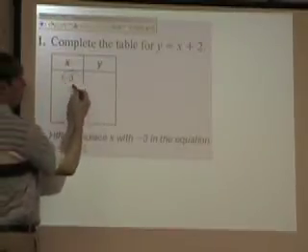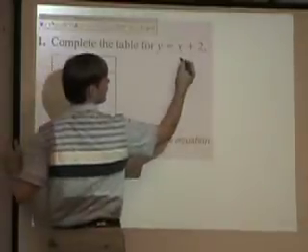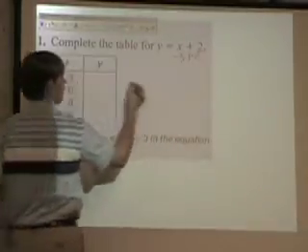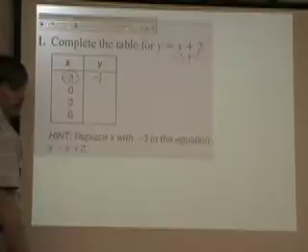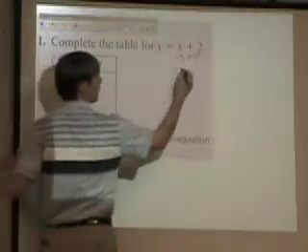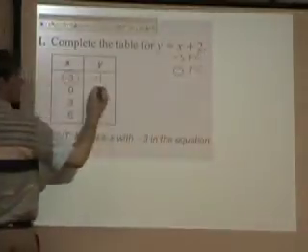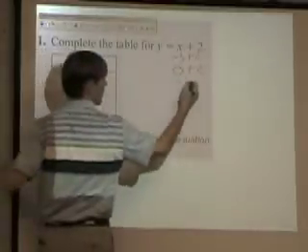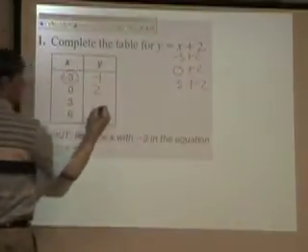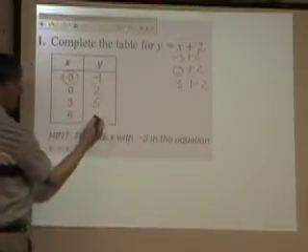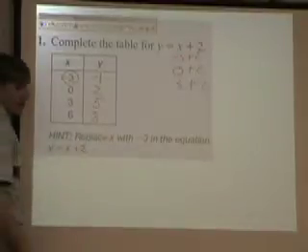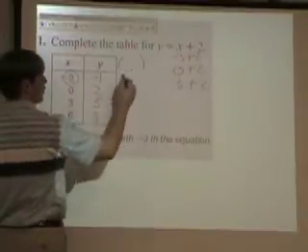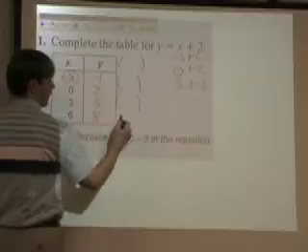So we take negative 3 and we plug it in. Negative 3 plus 2 is what? Negative 1. 0 plus 2 is what? 2. 3 plus 2 is 5. And 6 plus 2 is 8. So there it is in your function table. Now you just need your 4 ordered pairs. And then we're going to graph.